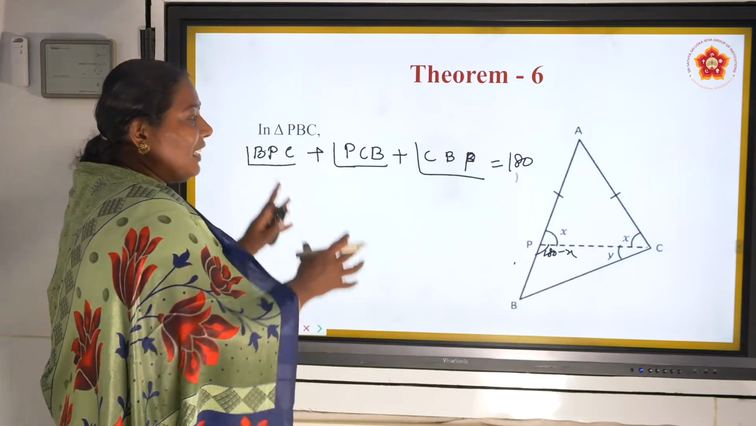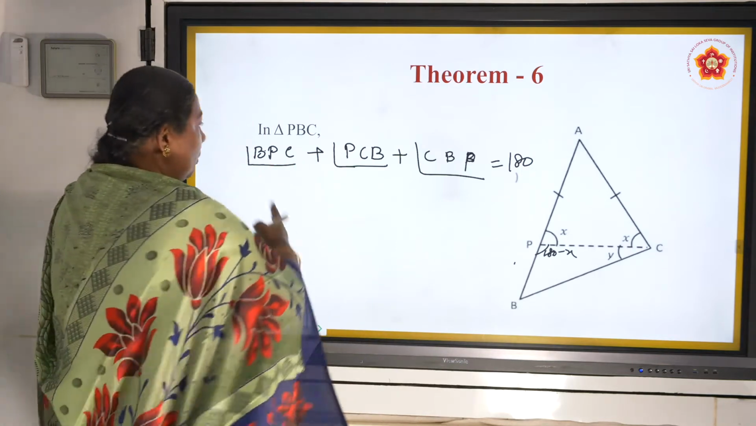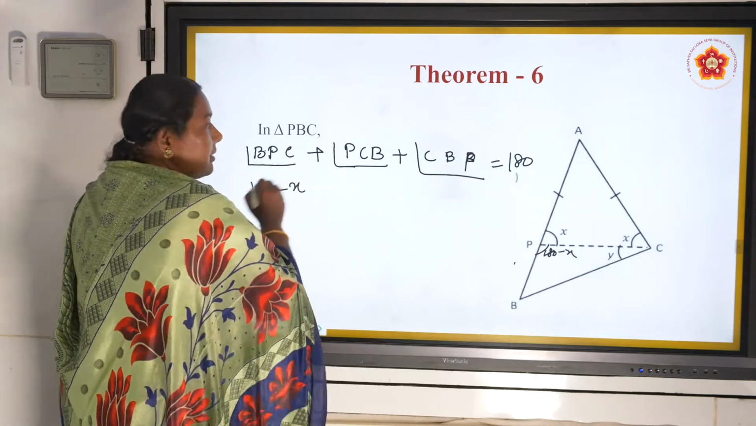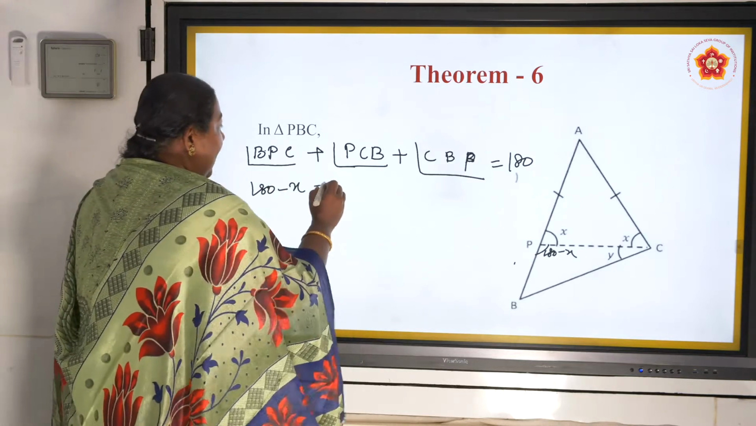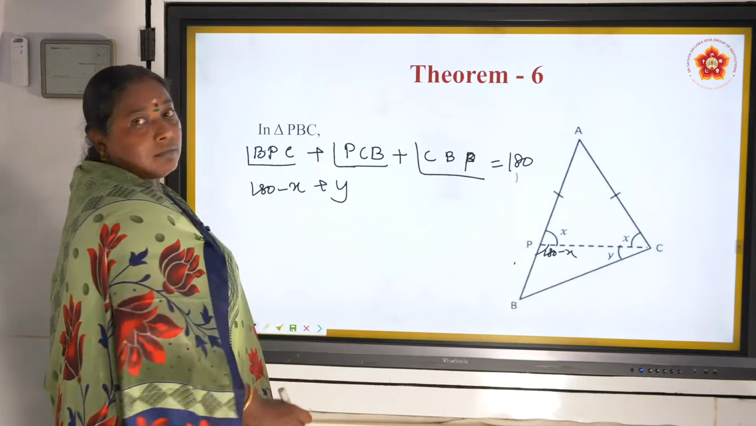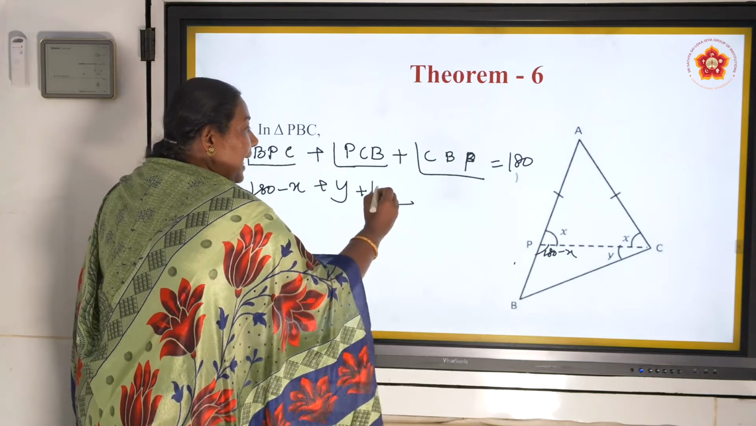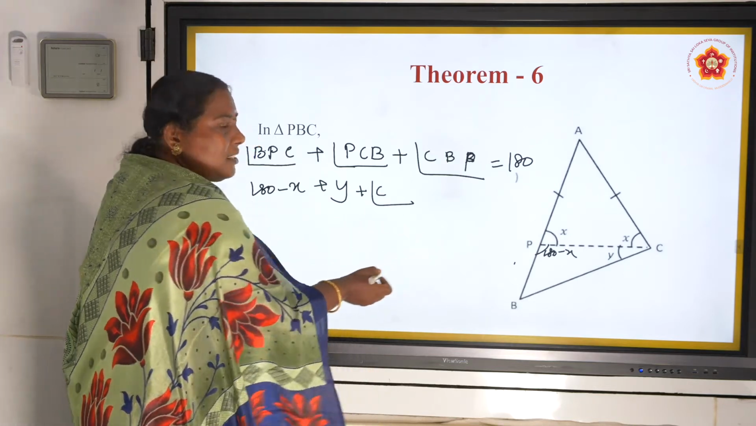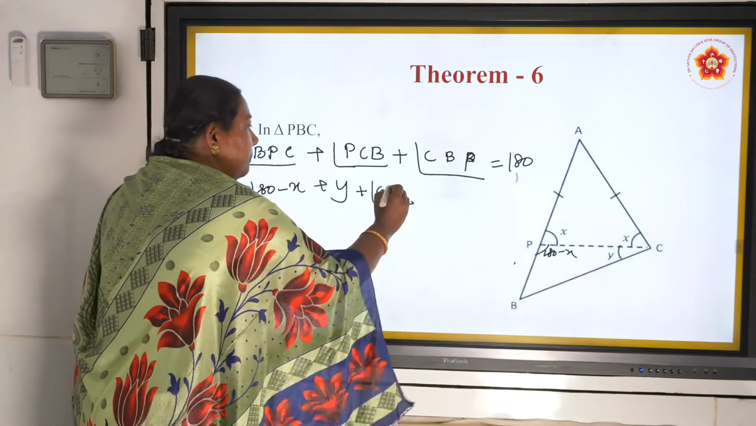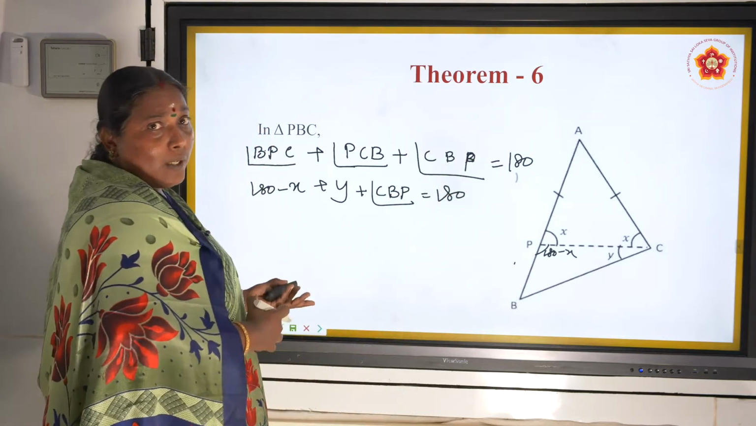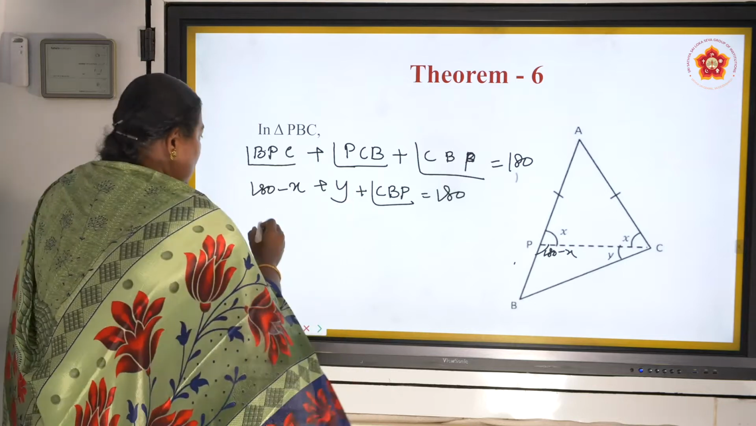So now I will apply whatever I know. BPC I have 180 minus X, PCB I have Y. I don't know about CBP, so I'm keeping that as it is. I can write B itself, right? Is equal to 180. Keep the known on one side, the unknown on the other side. So what will I get?